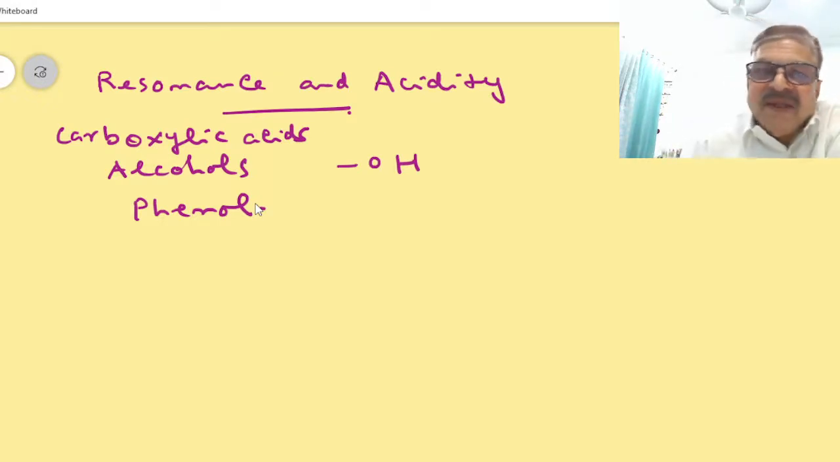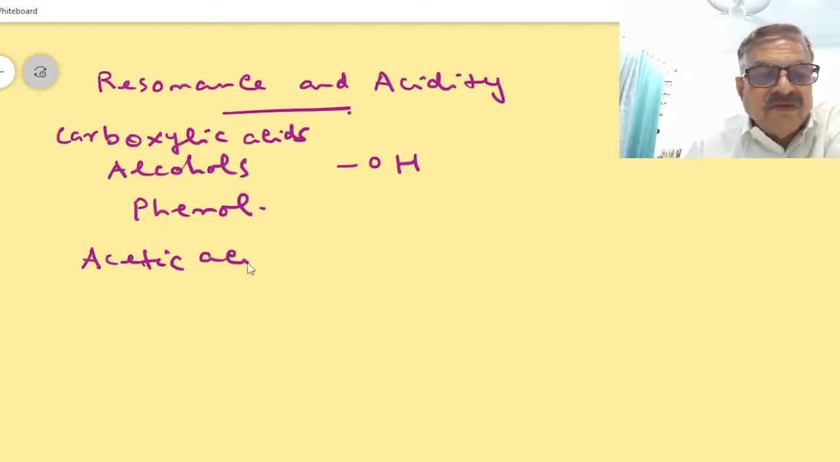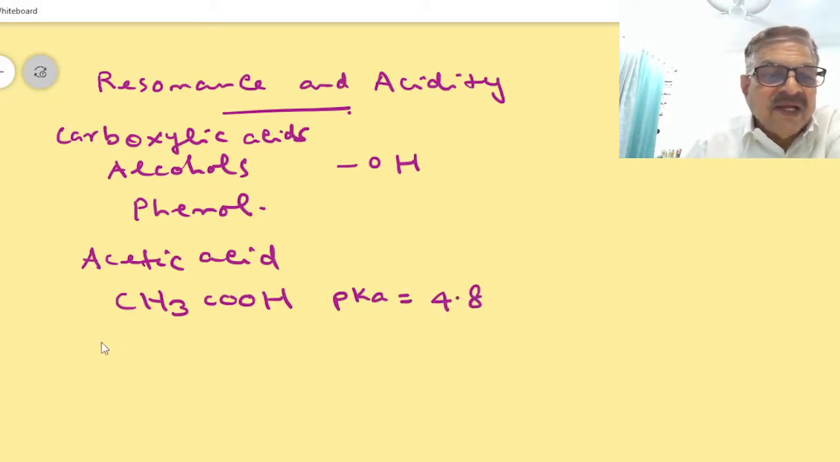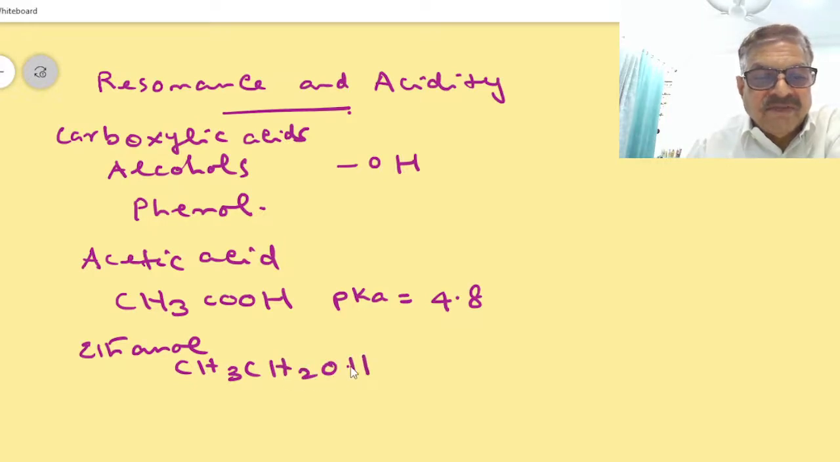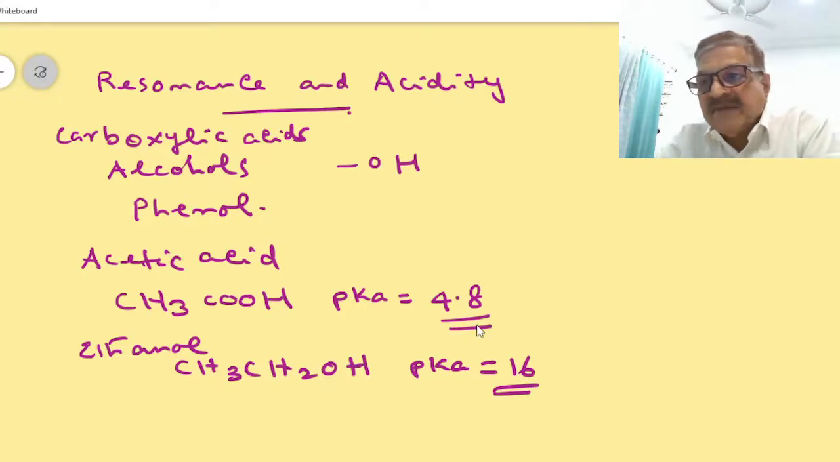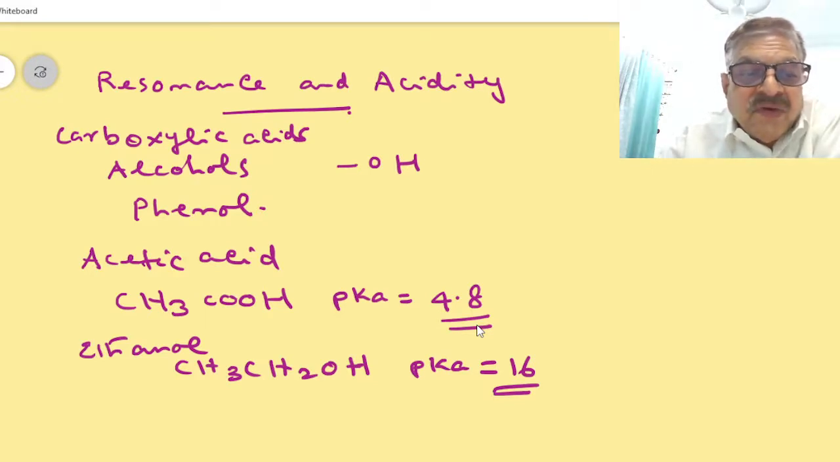Correct. Now let us examine the case of acetic acid. We will examine two or three compounds like this and see the relative acidity of the protons here. This is acetic acid. Now acetic acid has a pKa of around 4.8. Then we have ethanol, CH3CH2OH. The pKa is 16. Therefore, from here we can understand the lower the pKa, the stronger the acid. Therefore, acetic acid is a stronger acid compared to ethanol here.